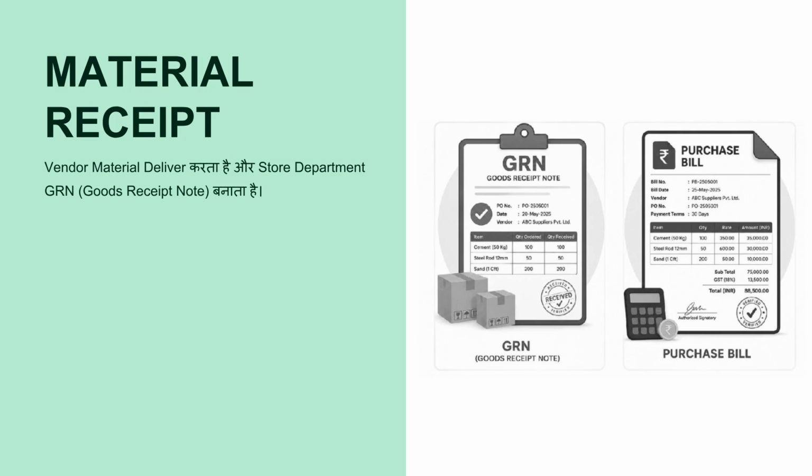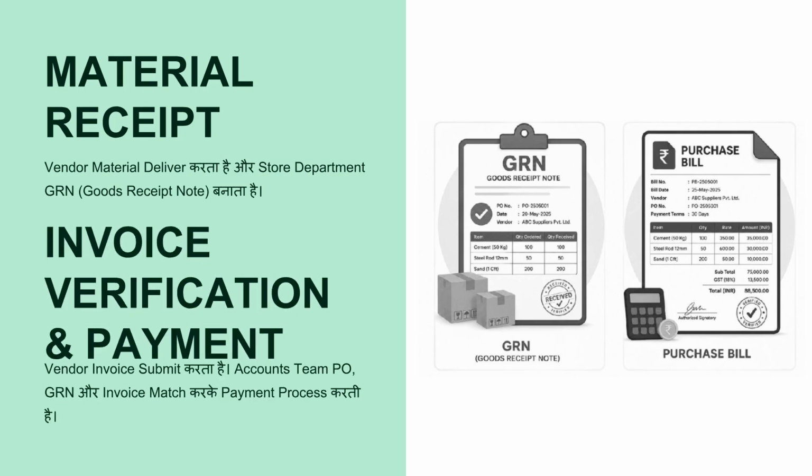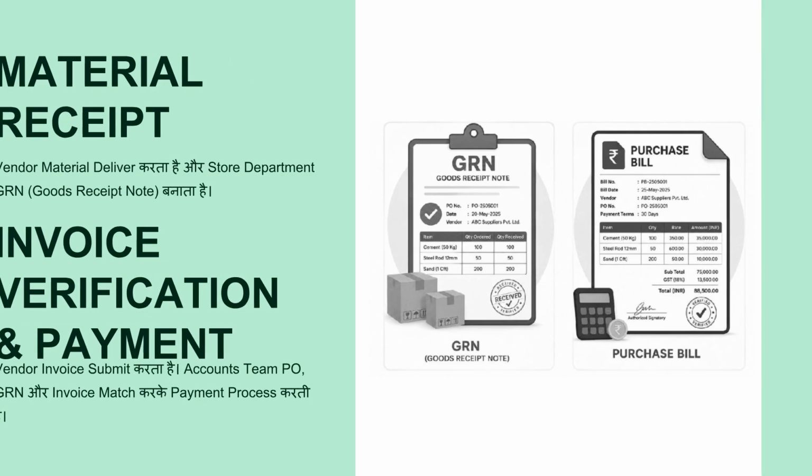The material receipt phase begins when the vendor delivers the material, and the store department creates a goods receipt note, or GRN. Following this, the vendor submits an invoice. The accounts team verifies the PO, GRN, and invoice, and then processes the payment.